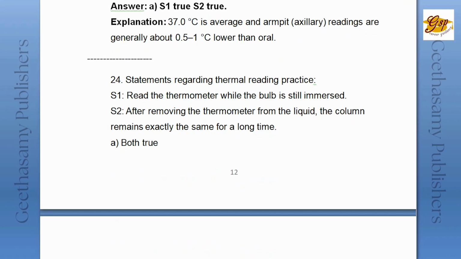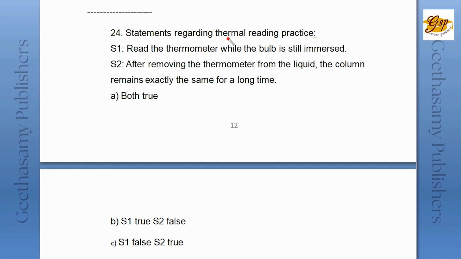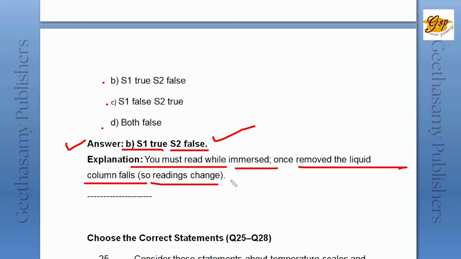And 24th question. Again, statements regarding thermometer reading. Statement 1. Read the thermometer while the bulb is still immersed. Statement 2. After removing the thermometer from the liquid, the column remains exactly the same for a long time. A, both are true. B, S1 true, S2 false. C, S1 false, S2 true. D, both are false. The answer is S1 true, S2 false. So you must read while it is immersed, but once removed, the liquid column falls, so the reading changes.